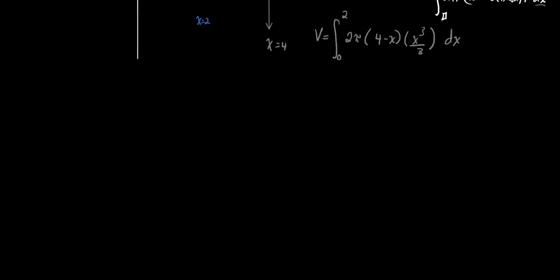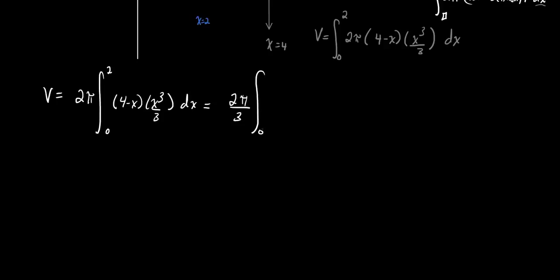I'll do this in white. It's a little bit easier to see in white. So we will have the volume being equal to, I'm going to pull the 2 pi out in front, integral from 0 to 2 of 4 minus x times x cubed all over 3, all with respect to x, and I'm going to pull that 1/3 out as well, integrating from 0 to 2. Distributing the x cubed, we're going to have 4x cubed minus x to the 4th, integrating with respect to x.